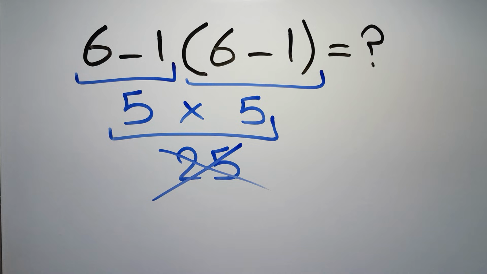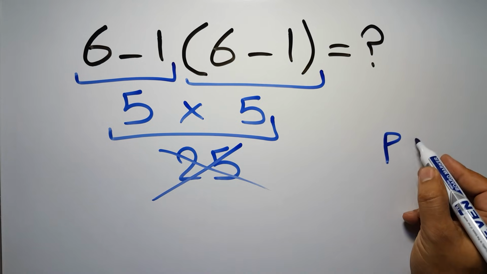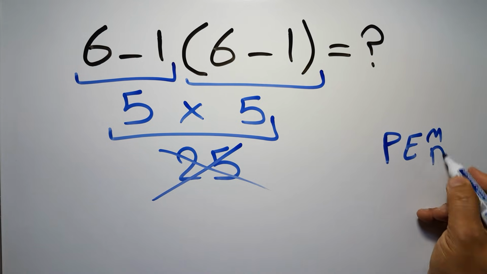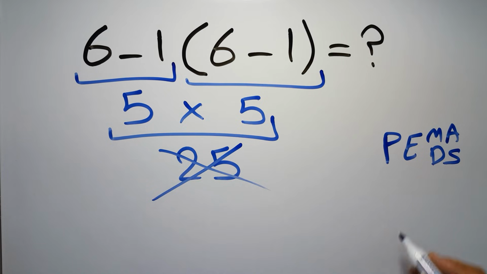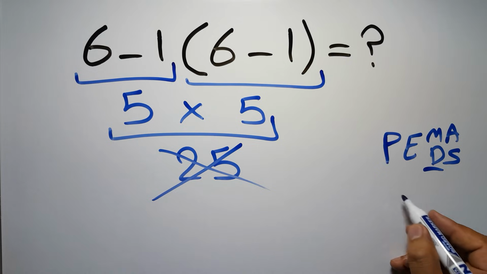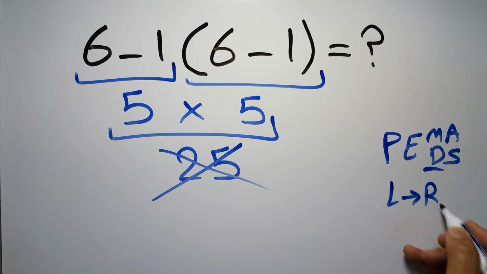Because according to the order of operations, first we have to do parentheses, then exponents, then multiplication or division, and finally addition or subtraction. Remember that multiplication and division have equal priority, and we have to work from left to right. And the same applies to addition and subtraction.